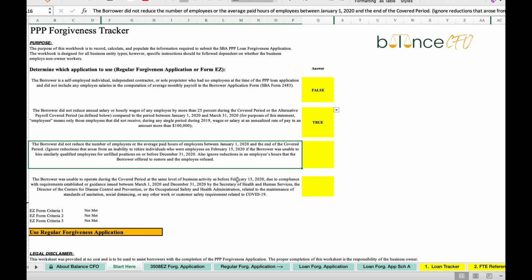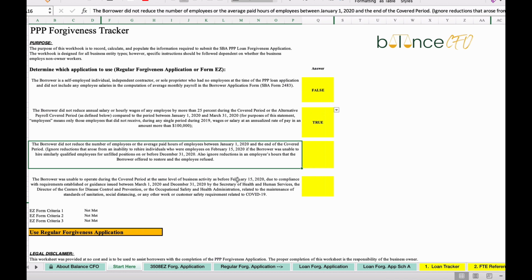So there's a lot of caveats in here. This one is a little clunkily worded. I'm not really a huge fan of how they worded this because I had to read it probably 100 times before I really understood what they were getting at. Because I think you read it on its face and it says the borrower didn't reduce the number of employees or average paid hours between January 1st and the end of the covered period. Well, you probably did at some point, right? You probably had to shut down or maybe lay off employees or something like that, to where you did actually reduce the number of employees or the average paid hours of your employees between that time period. And so you would maybe think that the answer there is no.